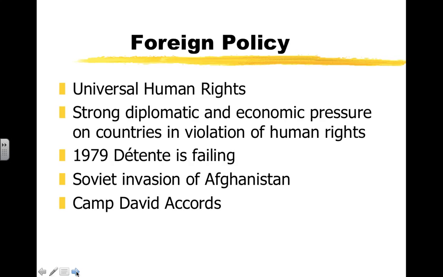Foreign policy, slightly different than his predecessors again. He called for universal human rights. He wanted to negotiate with other countries, and he wanted to place economic sanctions or pressures on countries that violated human rights. Again, the détente that was started by Nixon, thawing the relations of the Cold War with China and the Soviet Union, had failed because of the Soviets' invasion of Afghanistan, and the United States backs the opposition of the Soviet Union, the Mujahideen. The Mujahideen eventually stave off the Soviet Union. The Soviet Union never conquers Afghanistan, but nonetheless this will end the détente.